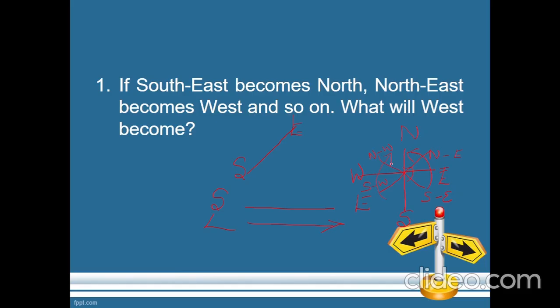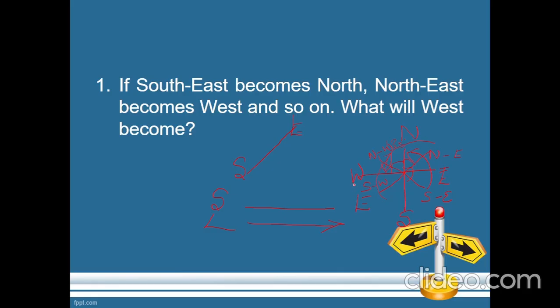Similarly we check northeast becomes west. This is northeast, and it becomes west. Again, apply the same logic, the anti-clockwise direction. We have to check whether it is 135 degrees, or more or less. This is 90 degrees, another 45, so 90 plus 45 is 135 degrees. So we conclude that the logic is to shift the angle 135 degrees in the anti-clockwise direction. Similarly we find the answer for the given question: the west becomes what?